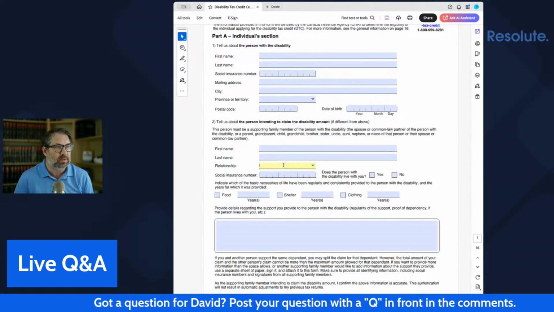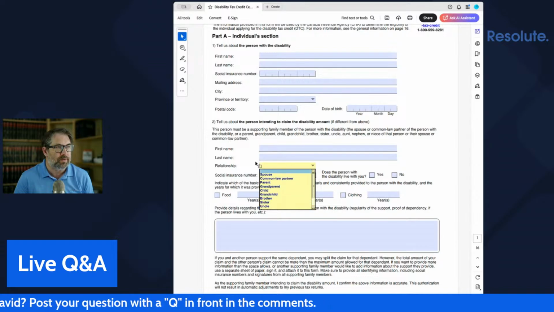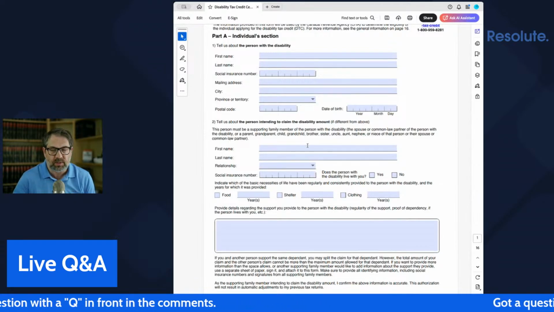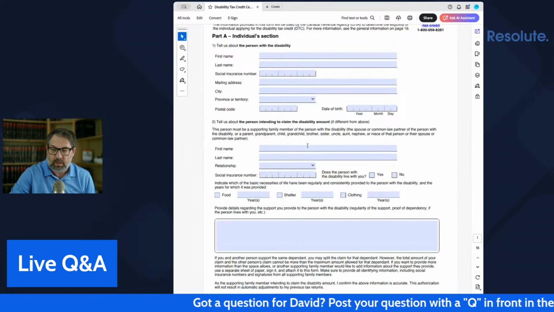So that could be your spouse. They've got all the different options here: brother, sister, uncle. These are all the other people that can benefit from your disability tax credit. So you would just fill that in there. All right.